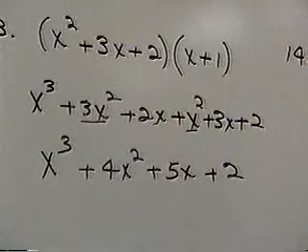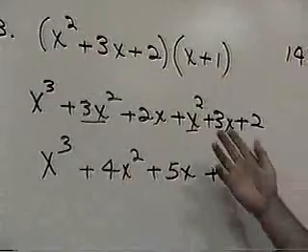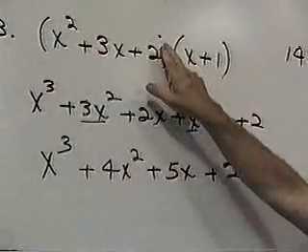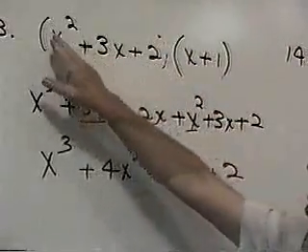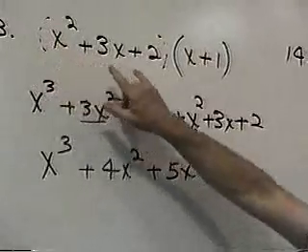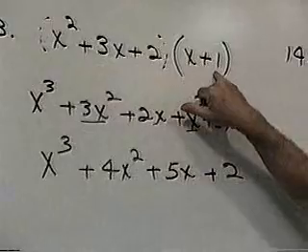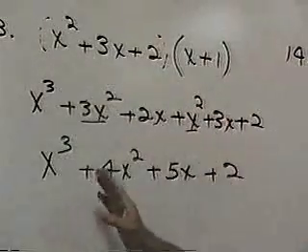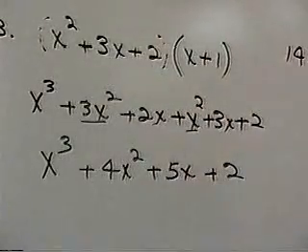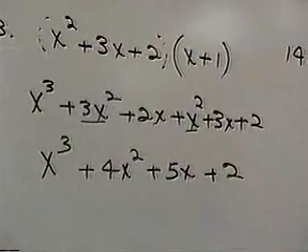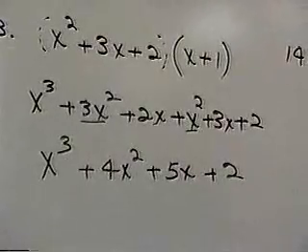And you might like this method better. Just remember to remove these parentheses right here. What I must do is multiply everything inside by this and this. Then come along and add up apples to apples, oranges to oranges, so on. All right, let's look at number 14.